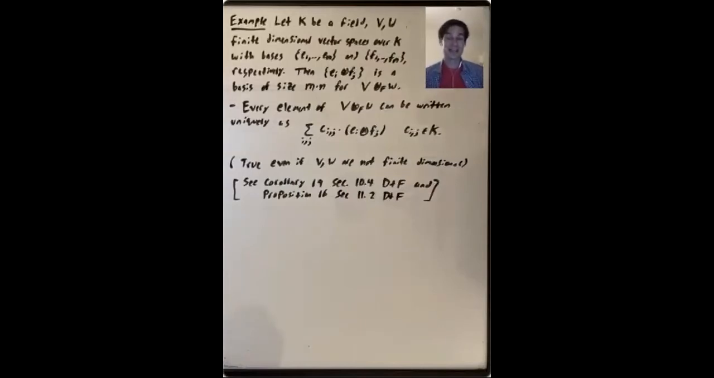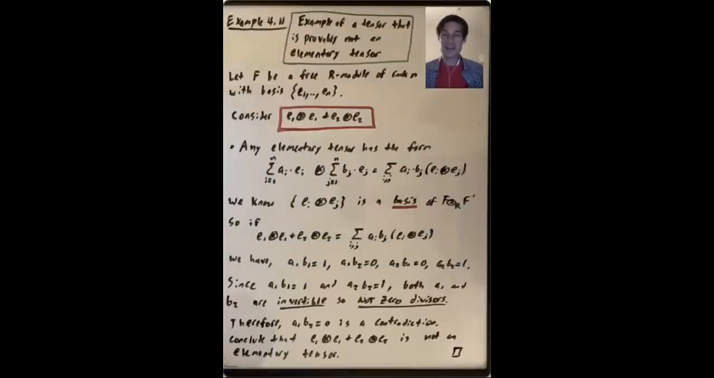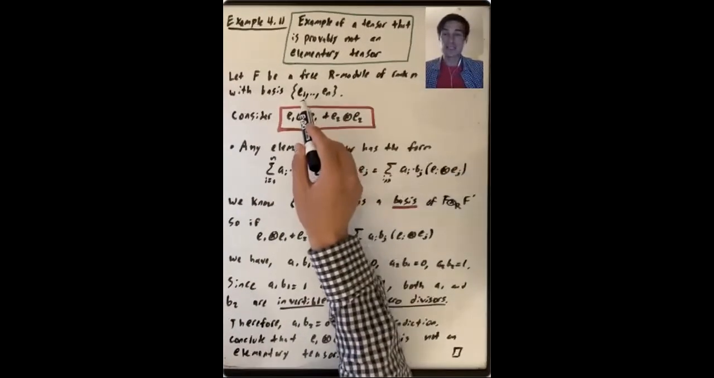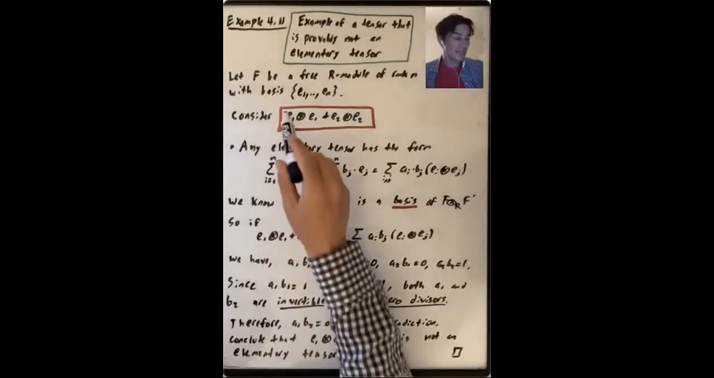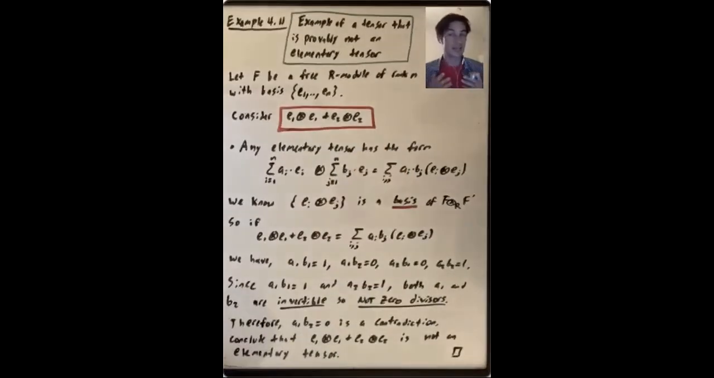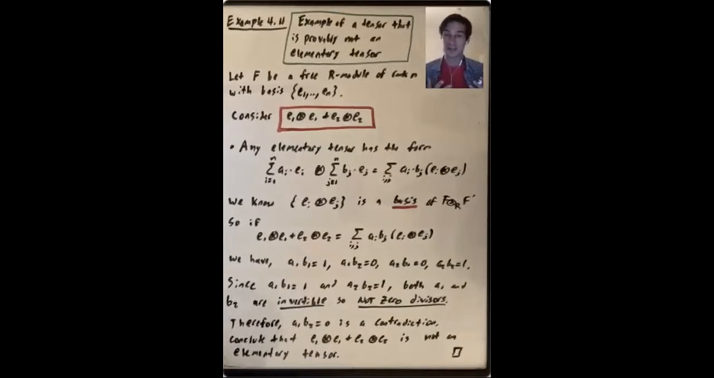We'll find a tensor that we can prove is not an elementary tensor. The last thing we'll do in this video is discuss example 4.11 in Conrad's notes, an example of a tensor that is provably not an elementary tensor. Let's say F is a free R-module of rank n, and it has basis e1 up through en. The tensor we'll consider is e1 tensor e1 plus e2 tensor e2. This is definitely a sum of two elementary tensors, but is it an elementary tensor itself?